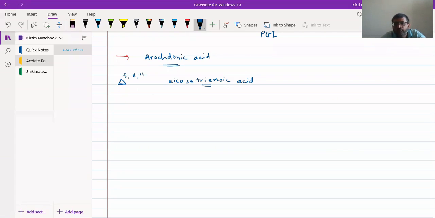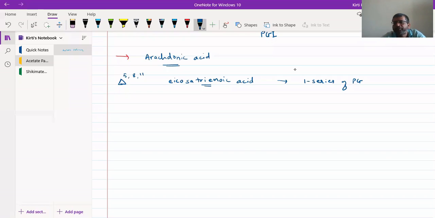यहाँ पे डेल्टा और उसके ऊपर में सुपरस्क्रिप्ट में हम नंबर्स लिख सकते हैं कि कौन से नंबर पर डबल बॉन्ड्स है. So this will be our eicosatrienoic acid. This will give rise to one series of prostaglandins, that is prostaglandins containing one double bond.